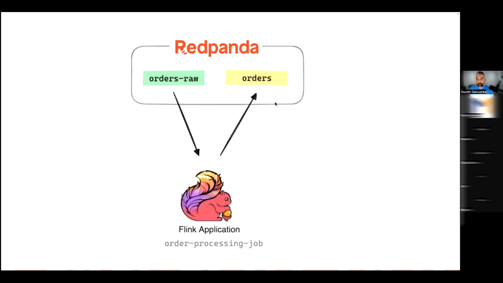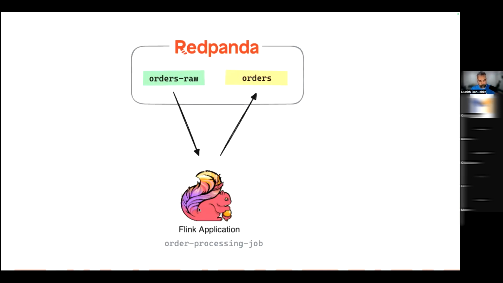All right, so what we are going to do here is write a simple stateless stream processing application with Flink. What we see here is Redpanda. If you are familiar with Kafka, Redpanda works in the same way, but in a much simpler, faster and more cost-efficient manner. In Redpanda, we have two topics: orders row, which is our source topic, and orders, which is our destination topic.